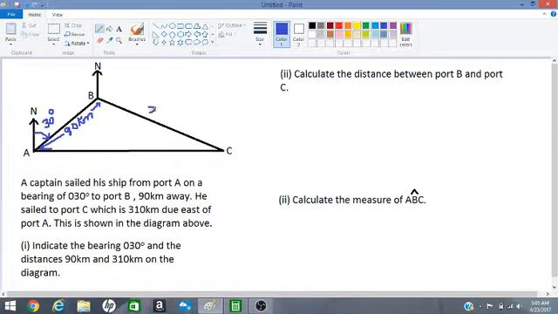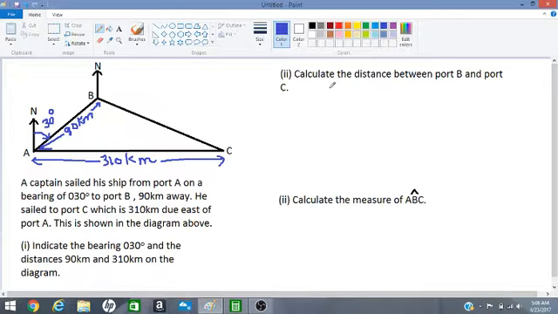And 310 kilometers is over here, the distance between, sorry, that's wrong. 310 kilometers is the distance between port C and port A. So we write it here. 310 kilometers. Good. So that represents the distance between port A and port C.